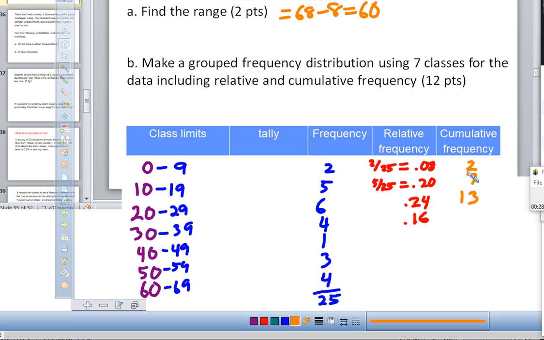And then cumulative is, remember how you accumulate them. So in other words, 2, how many are in this group or more? 2. How many are in this group or more? Well, 5 plus 2, 7. This group or more? 6 plus what came before, 6 plus 7, 13. So that's the cumulative, when you accumulate things, you add things in. So I just wanted you guys to get a quick reminder about those.